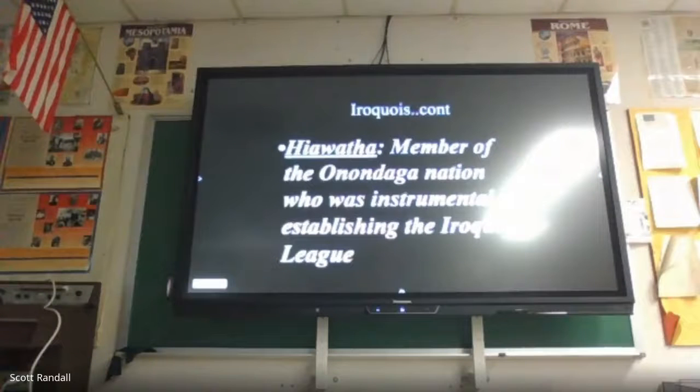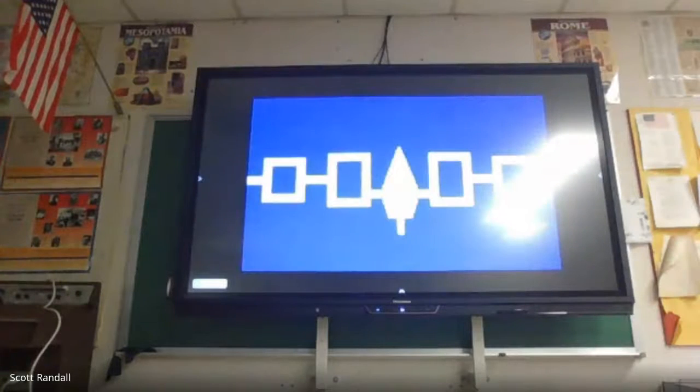The Iroquois have their own flag. This is the flag of Hiawatha. The tree in the middle is supposed to represent the Onondaga tribe, Hiawatha's tree. And then Seneca, Cayuga, Mohawk, and Oneida are the other four squares.